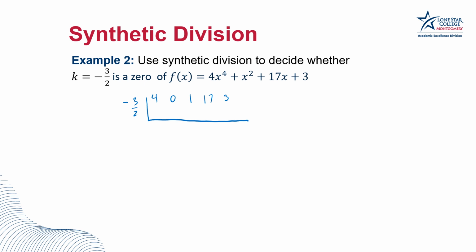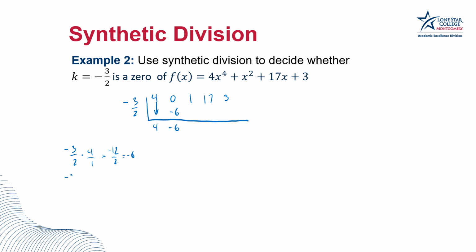So first thing first is we bring the 4 down. Now on the side here, let's actually do the multiplication here. -3/2 times 4/1. That will be -12/2, which gives us -6. So we put the -6 right under it, under the 0. Subtract 0 minus 6 gives us -6.